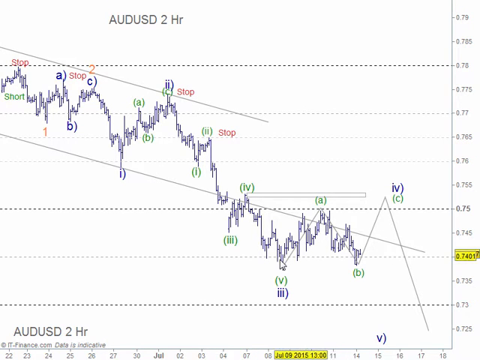Right now, this little structure here has kind of got 5 waves in it, in terms of 1, 2, 3, 4, 5. It's all sort of squashed up, really. So it can also be counted as corrective, in terms of an A, B, and a C. That works as well. But I just want to take this pattern here and have a look at the New Zealand US dollar.